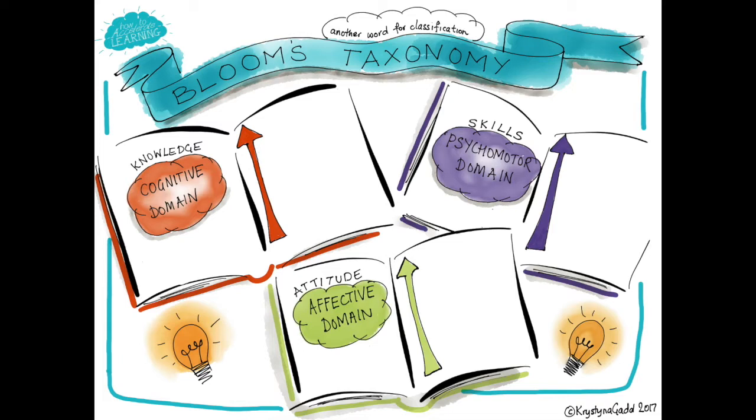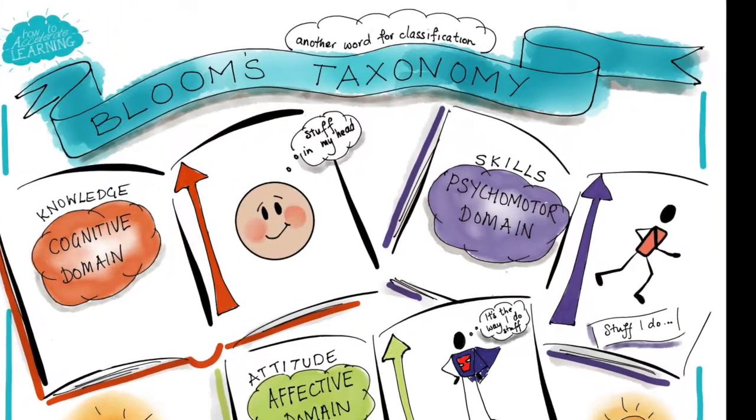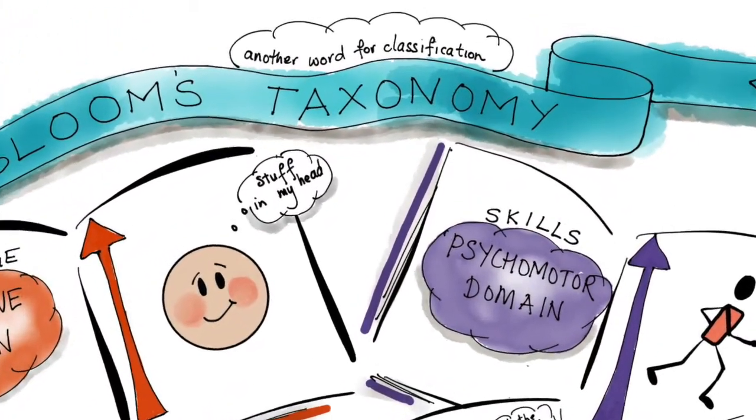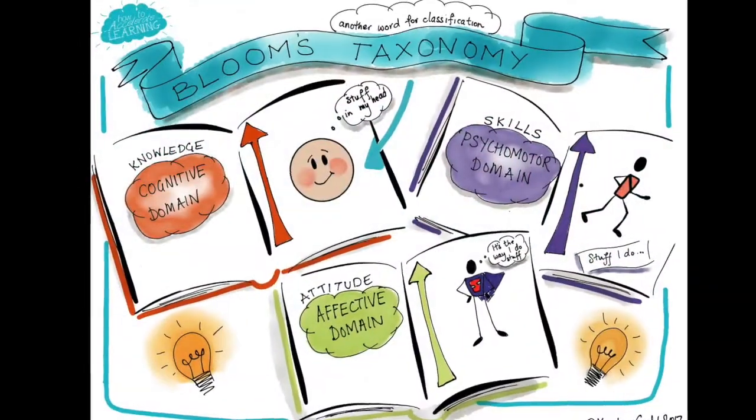Essentially, there are three domains. When he named those three domains, I believe he shot himself in the foot, but it wasn't the first time. The first time he shot himself in the foot was by calling it Bloom's taxonomy. Taxonomy simply means classification.